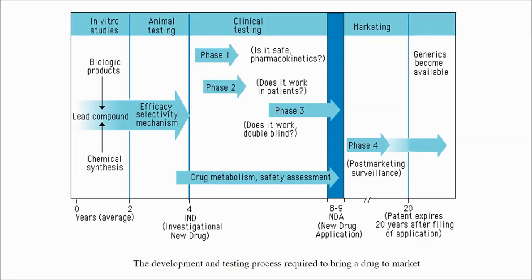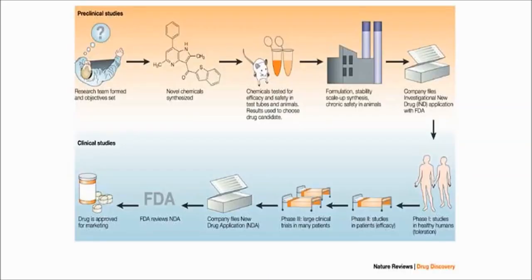As you can see, the patency of any new drug expires after 20 years after filing of application of the investigational new drug. Generics become available after that. This is a very important figure to consider. So again, to summarize, we start with biological data, structure level, in vitro, animal testing, and we go through phase 1, phase 2, phase 3 studies until the drug is approved by the FDA and released to the market.